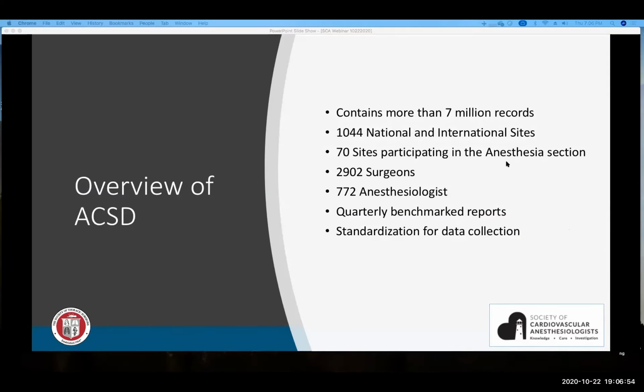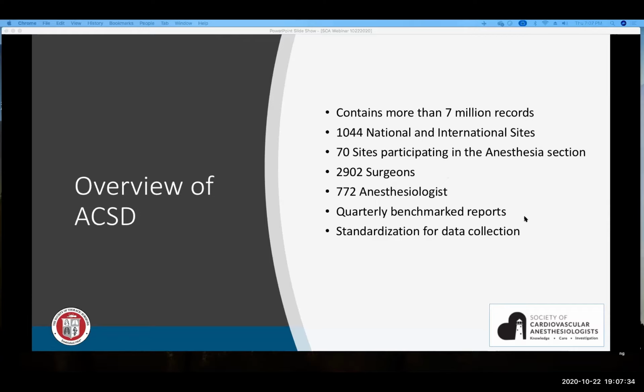Let's see if I can get my slides here. So the STS database, as Dr. Kurtai stated, started in 1989, and currently we have more than 7 million records. We have over 1,000 national and international sites participating. It is voluntary. There is no mandate for sites to participate, and we have about a 90 to 95% saturation rate from national sites. We have 70 sites participating in the anesthesia section with over 2,900 surgeons and over 770 anesthesiologists.